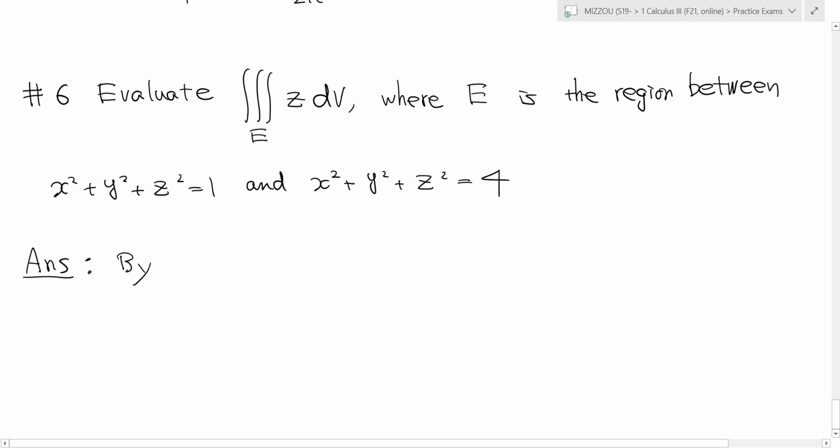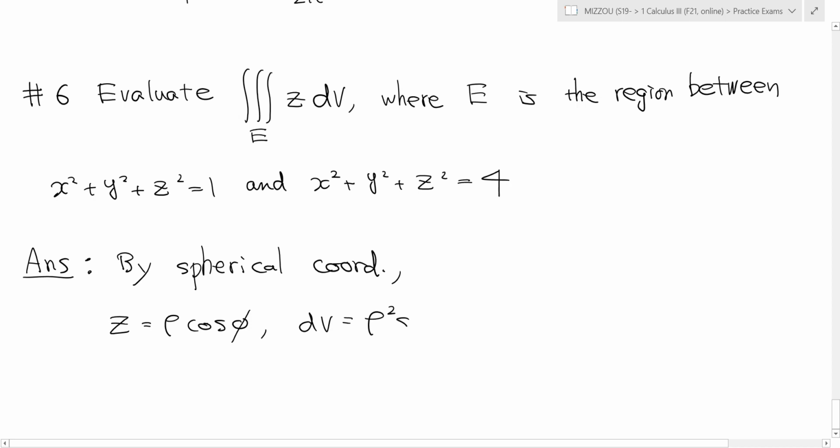So by the spherical coordinates, well, actually, since the integrand has only z, we only need z for the formula. Z is rho cosine phi. Strictly speaking, we have x and y, but we don't need x and y for the sake of this problem. And dv is, this is important, rho squared sine phi d rho, d phi, and d theta.